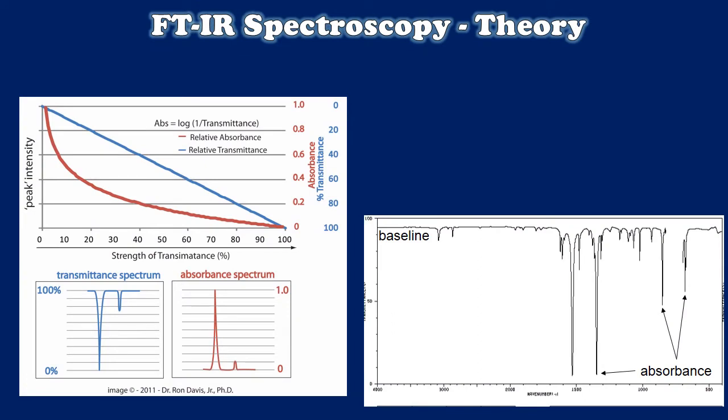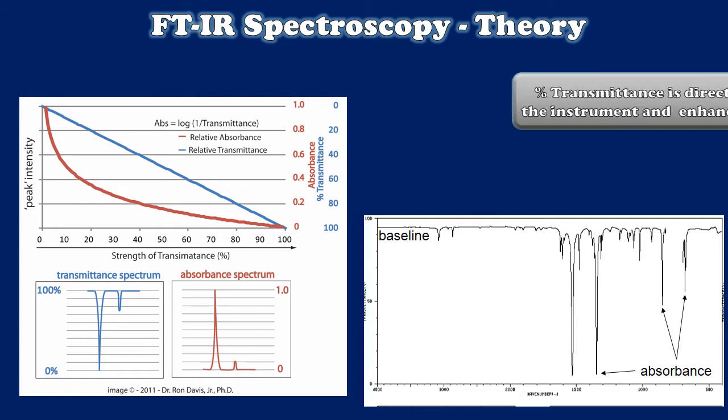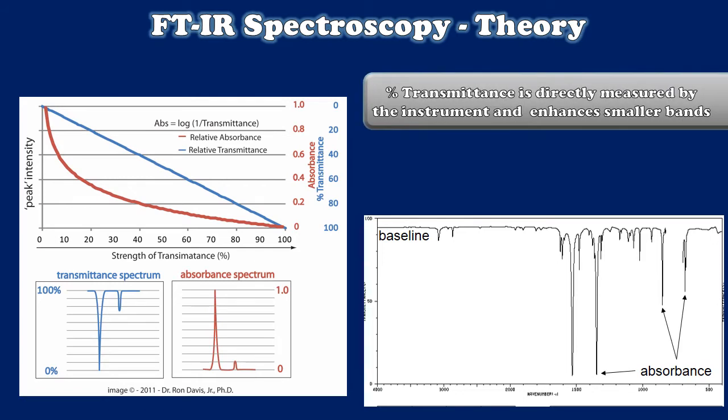IR spectroscopy, sometimes called FTIR spectroscopy when using certain pieces of equipment, like the ones in our lab, is very similar to UV visible spectroscopy in the sense that we're simply measuring the absorbance of a very particular wavelength of light by a sample. Where IR spectroscopy often differs from UV visible spectroscopy, however, is that we tend to report in percent transmittance rather than percent absorbance.